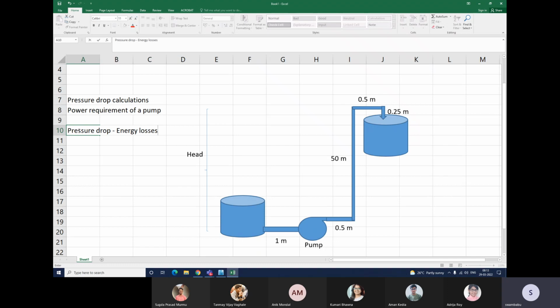High energy losses mean what? Energy is the operating cost of an industry. To operate an industry, we need to supply the energy. So this is the operating cost of an industry. More energy losses mean more energy we need to spend, and more and more cost we need to pay every day to run the process. So that's why pressure drop is a very, very critical factor.